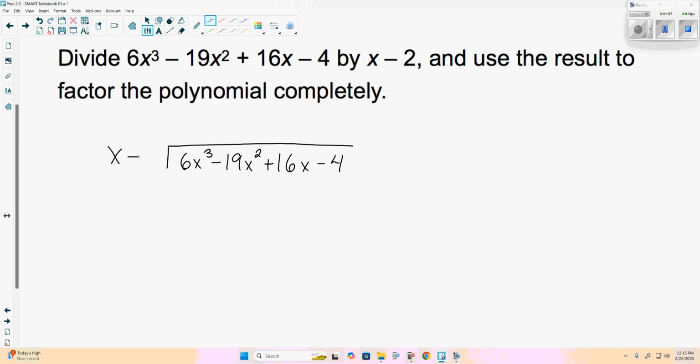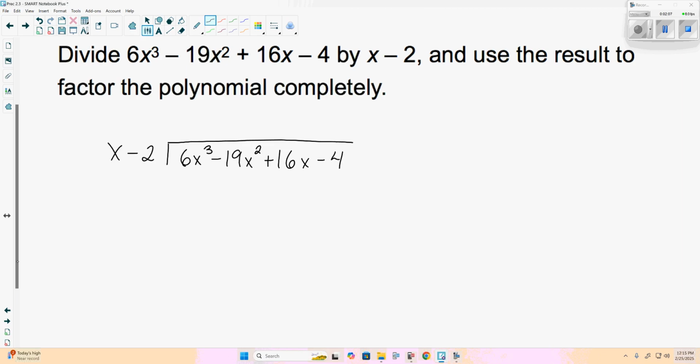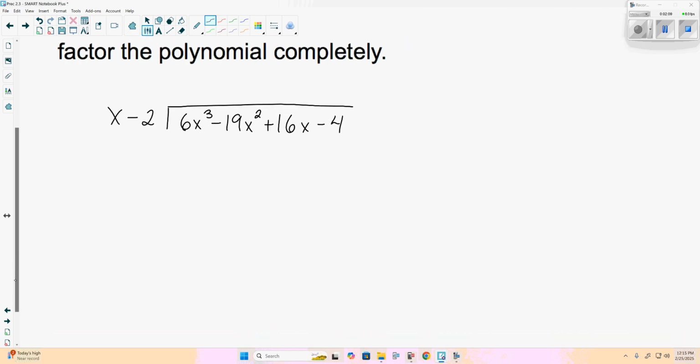So with long division, we set our problem up. We'll put the 6x cubed minus 19x squared plus 16x minus 4 inside, x minus 2 outside. Now, whenever we do division, either long division or synthetic division, we'll decrease the degree. So here our starting degree is degree 3. Since x cubed, we're dividing it by degree 1, x to the first, our solution should be x squared, degree 2.